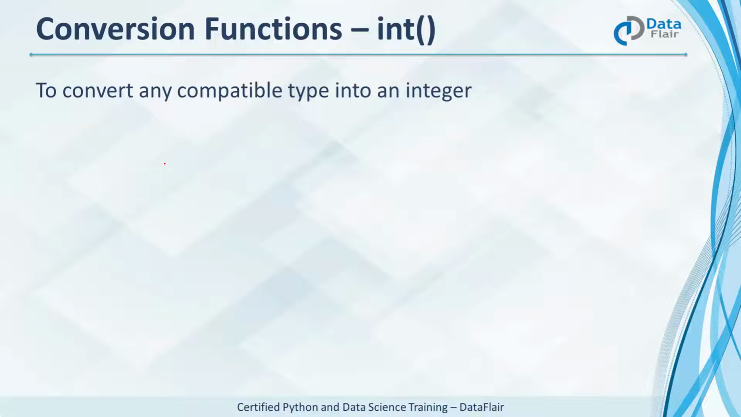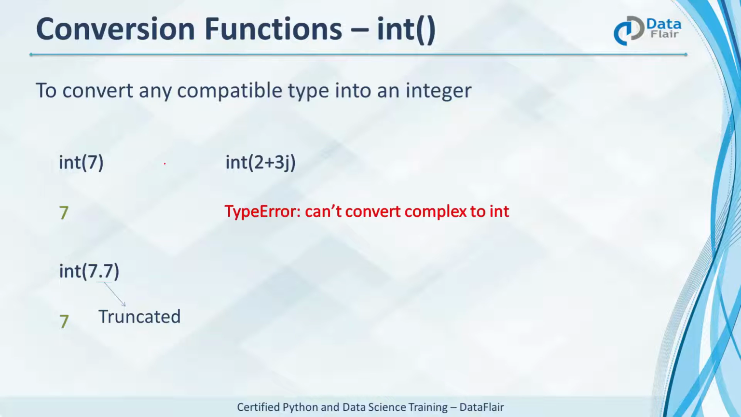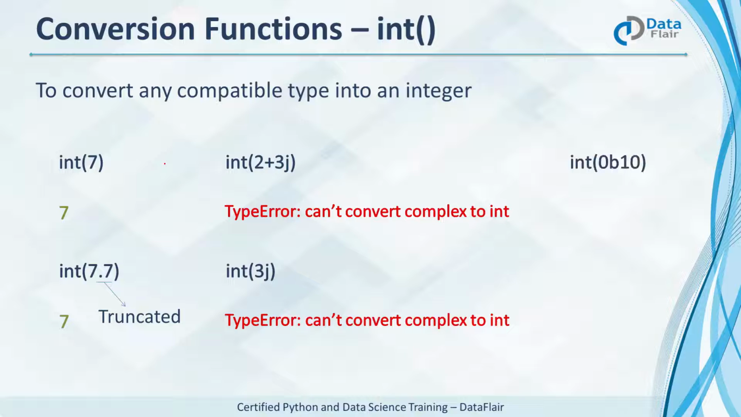Some functions let us convert one type of number into another. Int of 7 stays 7. Int of 7.7 becomes 7. The part after the decimal is truncated. You cannot convert a complex into an integer. Seriously, you cannot do it. This binary converts to 2, and this hexadecimal converts to 15.